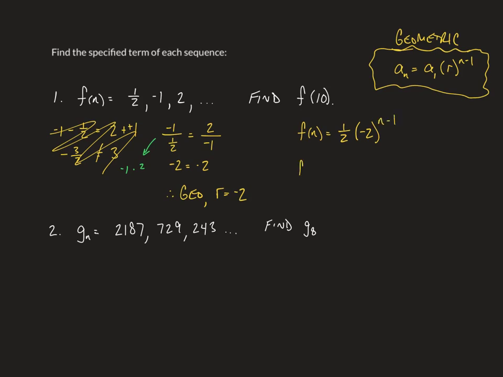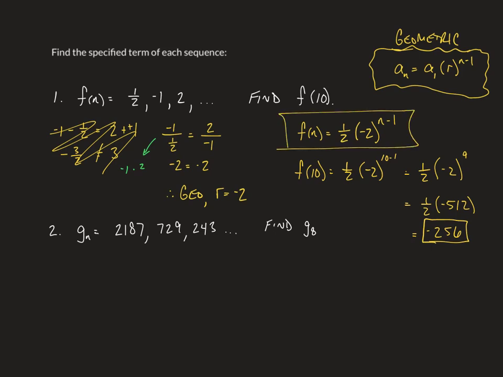So now I can use that to find the 10th term. 1/2 times negative 2 to the 10 minus 1, which is 1/2 times negative 2 to the 9th. So this will be 1/2 times negative 512, or negative 256. So the 10th term in that sequence would be negative 256, which is pretty easy to find once you have that explicit definition. The last one for today, let's test and just see if it's arithmetic first.